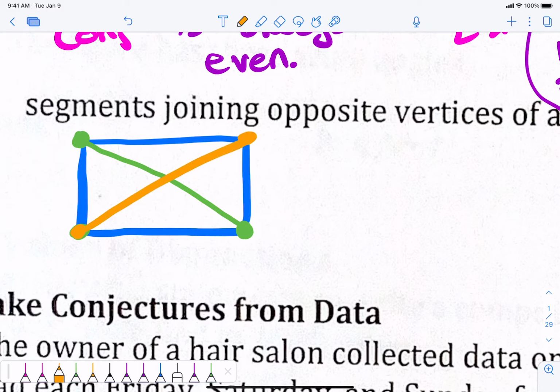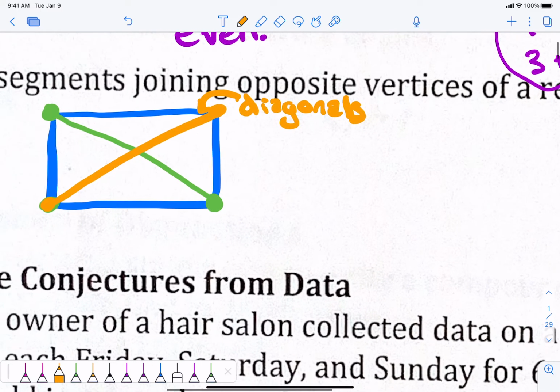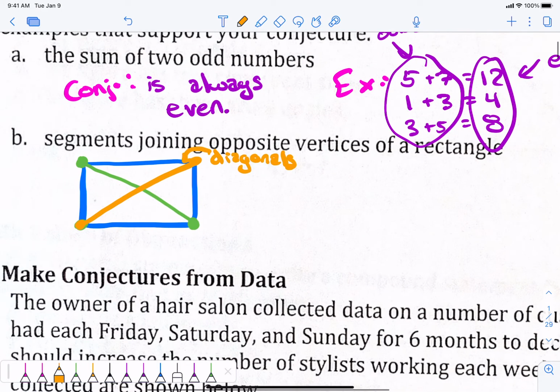So what's one thing that I know about those two segments? These are called diagonals, by the way. What can I say about the orange diagonal versus the green diagonal? If it's a rectangle. The orange diagonal versus the green diagonal. That's my conjecture. They always cross in the middle. They like bisect each other.